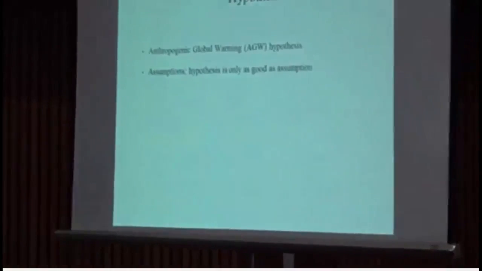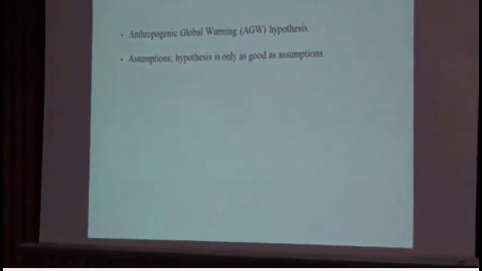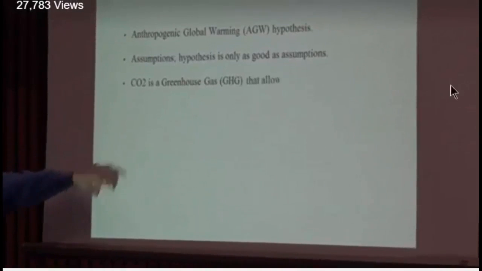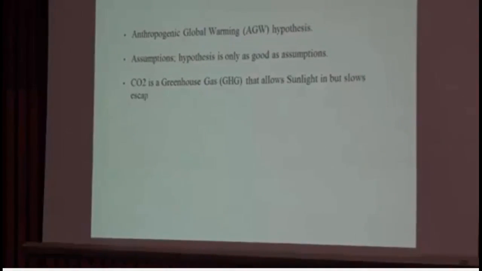Okay, so we got a hypothesis. They created a hypothesis, anthropogenic global warming. Again, keep going. The hypothesis is only as good as the assumptions that you make for it. And the next, they assume that CO2 is a greenhouse gas. And as we've already discussed, I'm somewhat cynical about that, certainly cynical about the amount of greenhouse gas that it is. And they assume that a CO2 increase causes a temperature increase. I'll show you a graph in a minute which questions that.